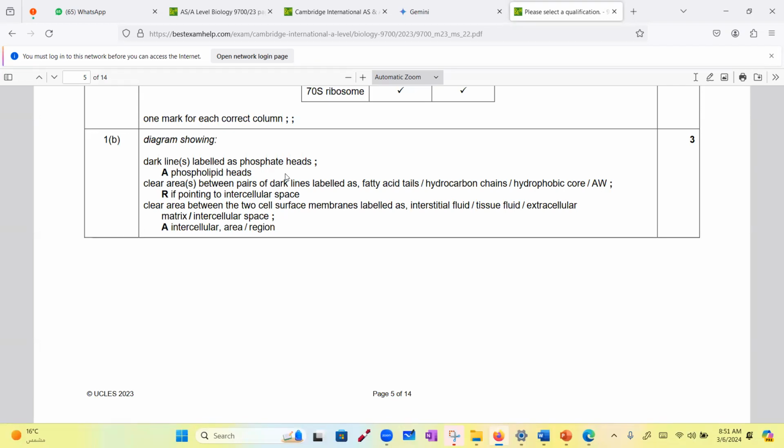What's your question? They told you to draw what this line is. They drew it as a line, so you will draw it as a line again. They told you in the question, draw what is in that line. So you will have to draw the phosphate heads.